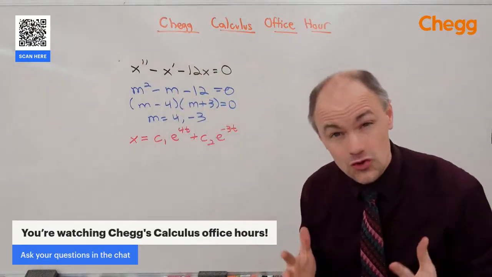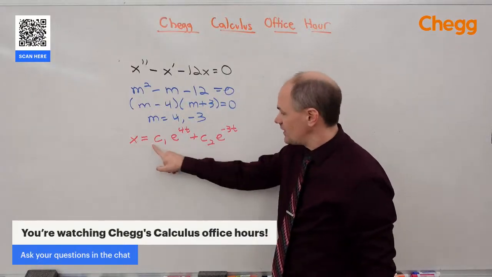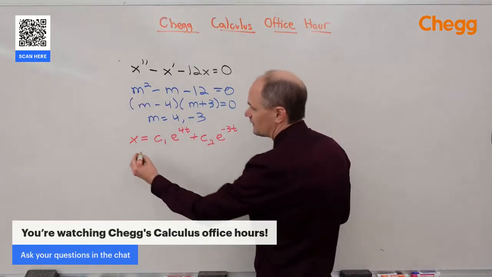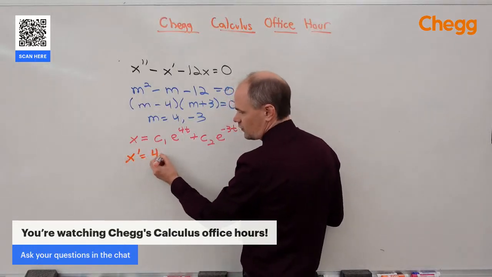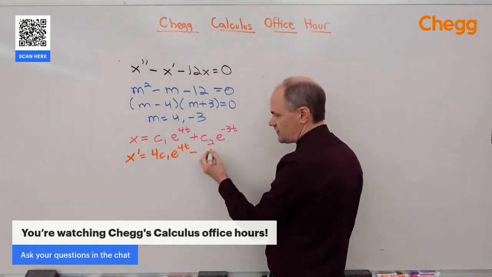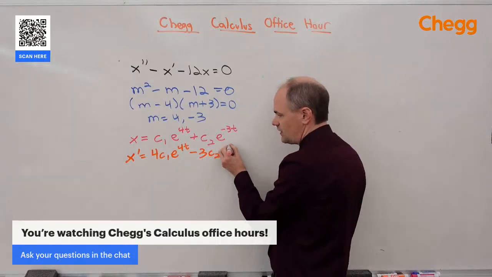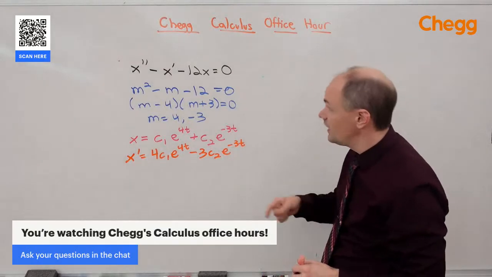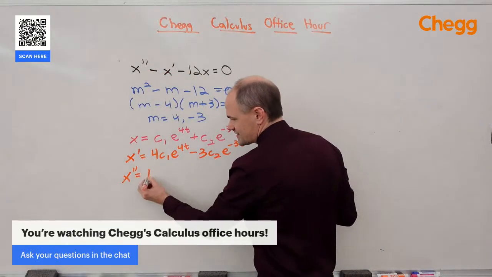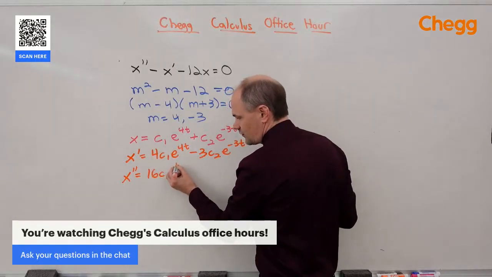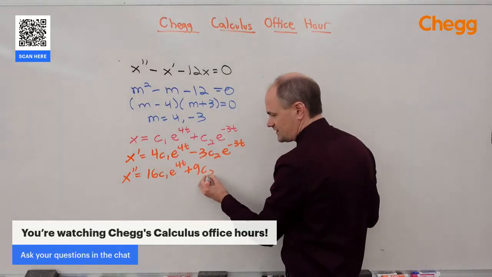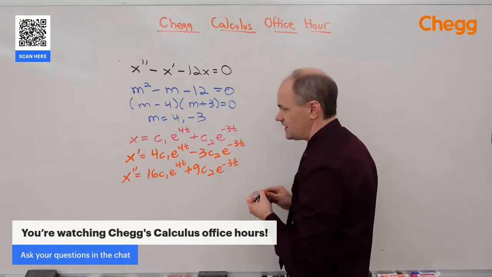What does it mean to be a solution to a differential equation? That means if I plug this in for x, and also the first and second derivative, let's find those really quick. The first derivative of x is 4c1 e to the 4t. The first derivative of this term is negative 3c2 e to the negative 3t. And we have a second derivative on there also. So let's take the second derivative. 4 times 4 is 16 c1 e to the 4t. Negative 3 times negative 3 is a positive 9 c2 e to the negative 3t.